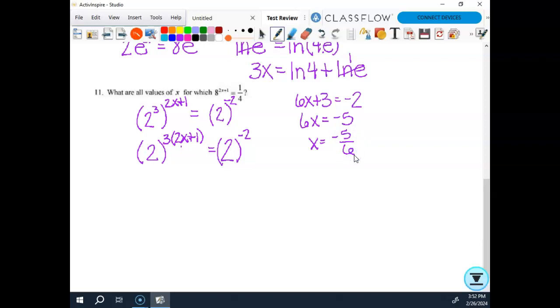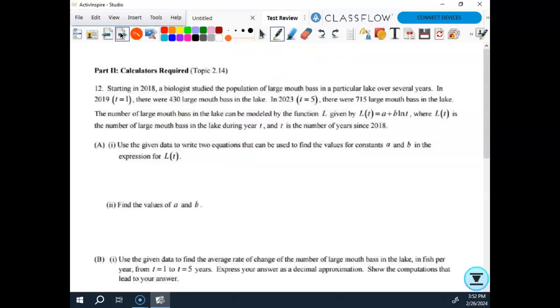All right, next page. All right, so starting in 2018, calculator required. All right, let me go get the calculator up. So starting in 2018, a biologist studied the population of largemouth bass in a particular lake over several years. In 2019, where t equals 1, there were 430 largemouth bass in the lake.